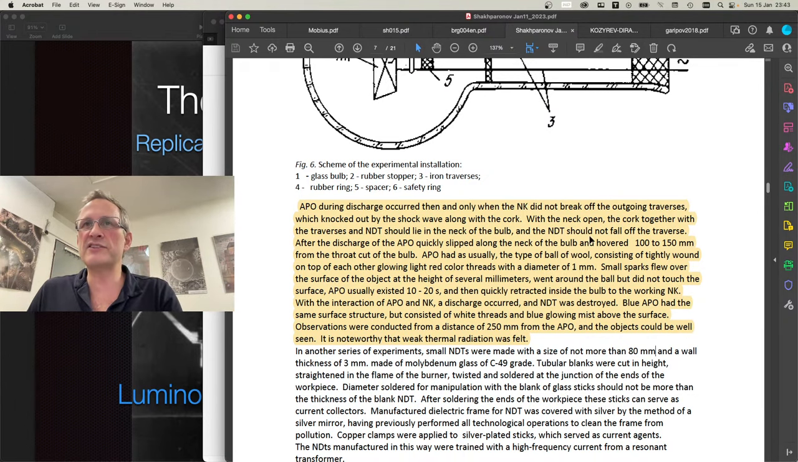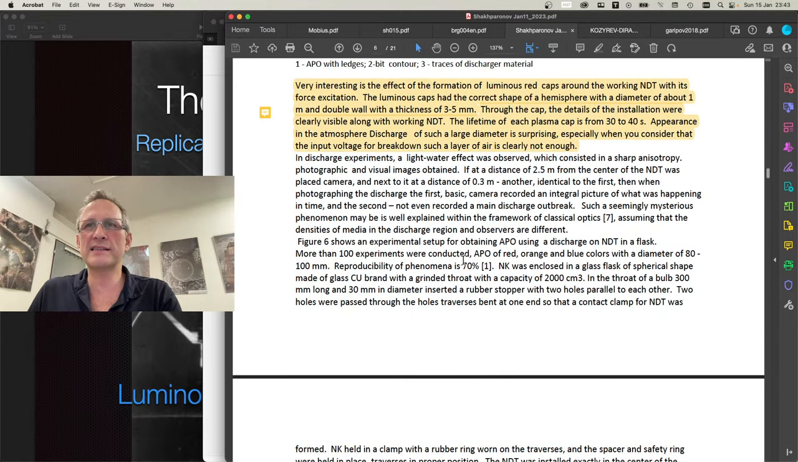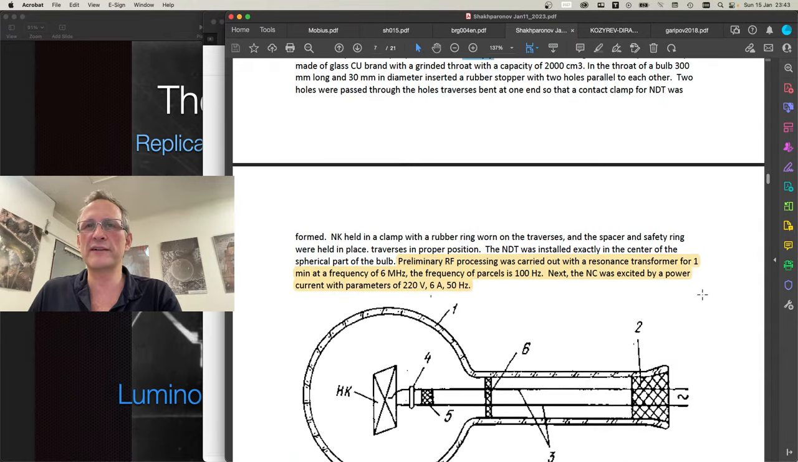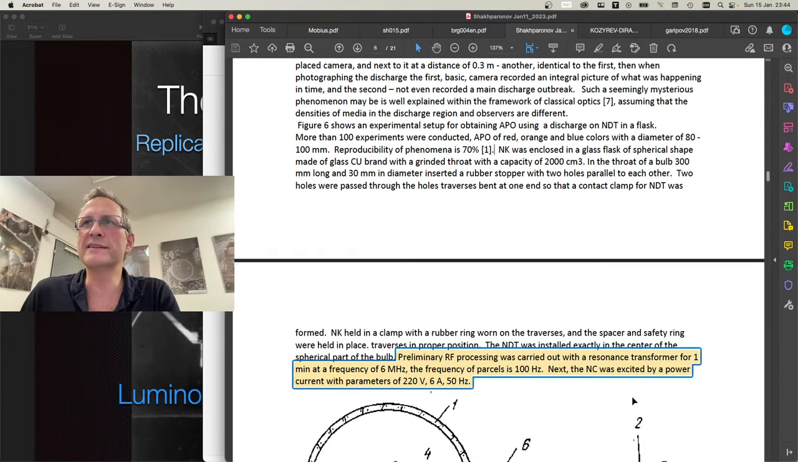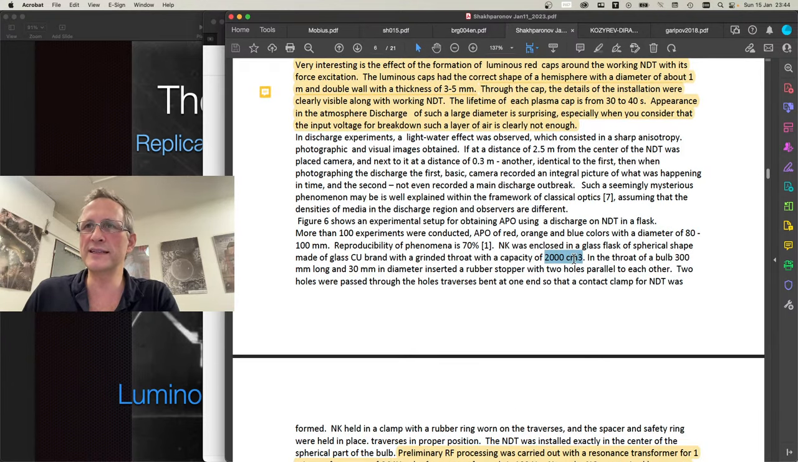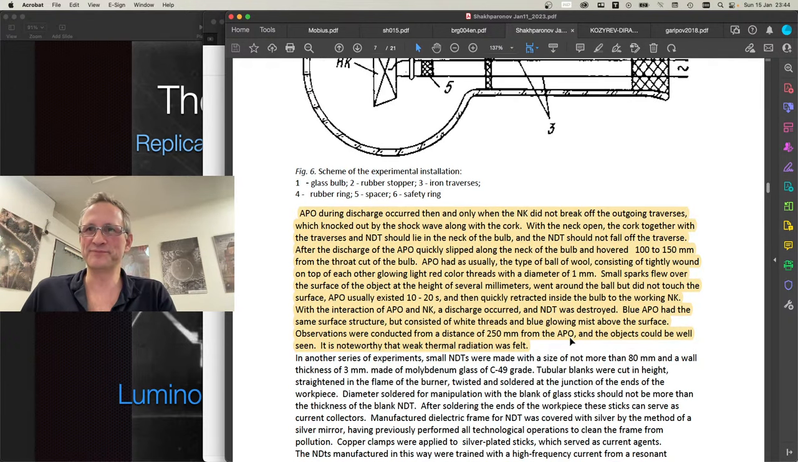Okay, so this is interesting. This was highly repeatable, it would seem. It claims 70% repeatability once you've got it right. The RF processing, I think, is absolutely critical. I think the form and structure, the choices of the metal strip, the bonding agent and the dielectric, are critical. And this is quite a large bulb, isn't it? It's got a 2 liter volume.